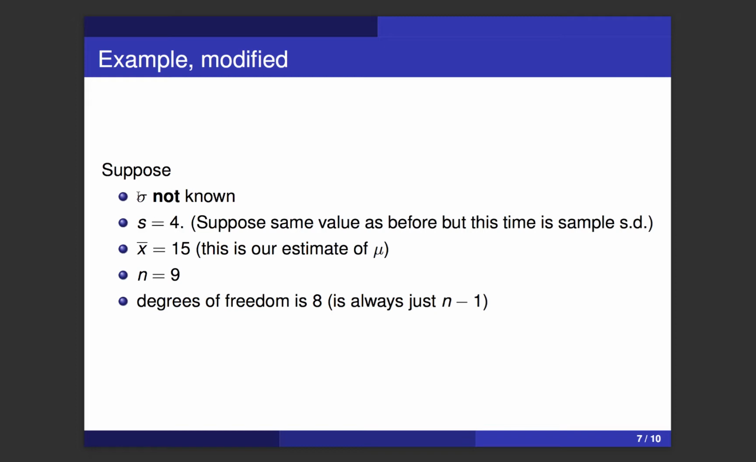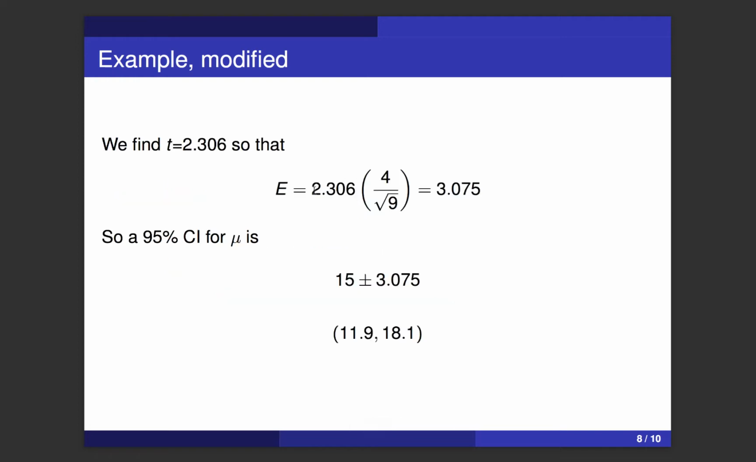Okay, so we're going to take the same example, but we're going to suppose that sigma is not known. And we'll suppose that we have the same standard deviation, but it was found from our sample. So this is not the population standard deviation. We don't know the population standard deviation, but we found it to be 4 based on our sample. And suppose we found the same sample mean. So we looked up that value in the table for t. This is our t value, and this is our s over radical n, and we get this for our error. So we found our 95% confidence interval to be this, and this is our confidence interval.